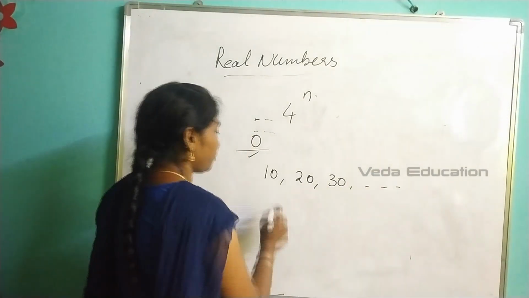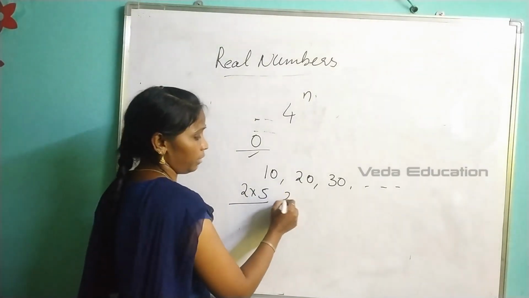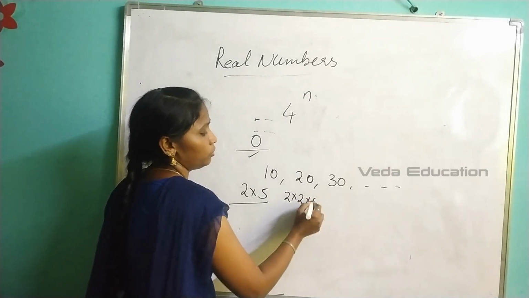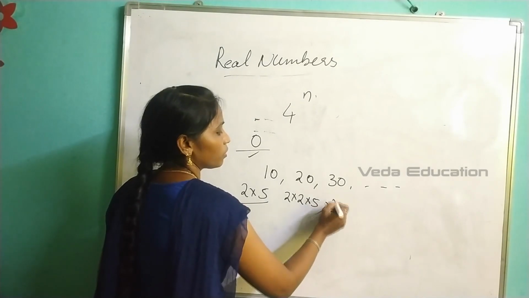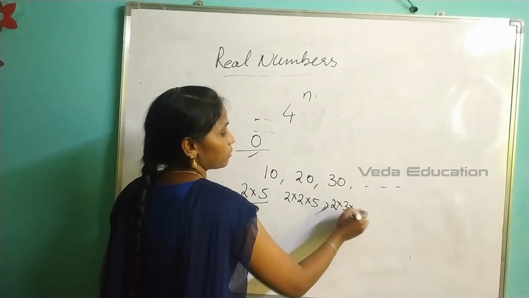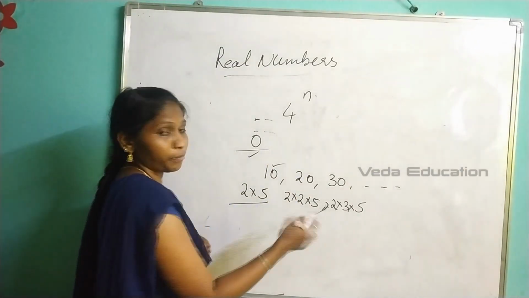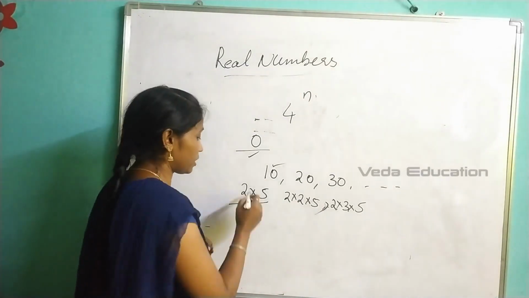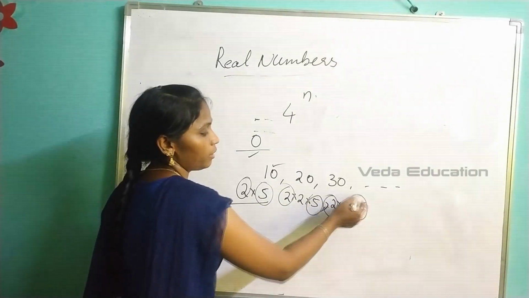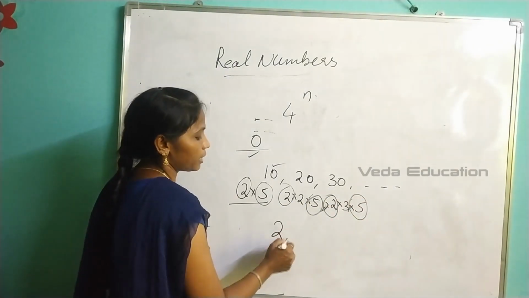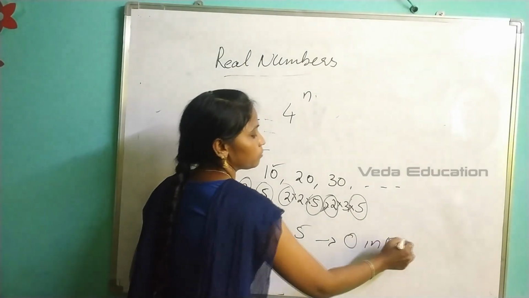Now let us check the prime factorization. For 10, 2 into 5. 2 5s are 10. Next, 20: 2 into 2 into 5. 2 2s are 4, 4 5s are 20. And for 30, 2 15s are 30 and 3 5s are 15. In these three, to get 0 in the ones place, what prime factors are involved? What are the common prime factors? 2 and 5. In this answer we have 2 and 5, here also 2 and 5. What are the common factors? 2 and 5, to get a 0 in the ones place.